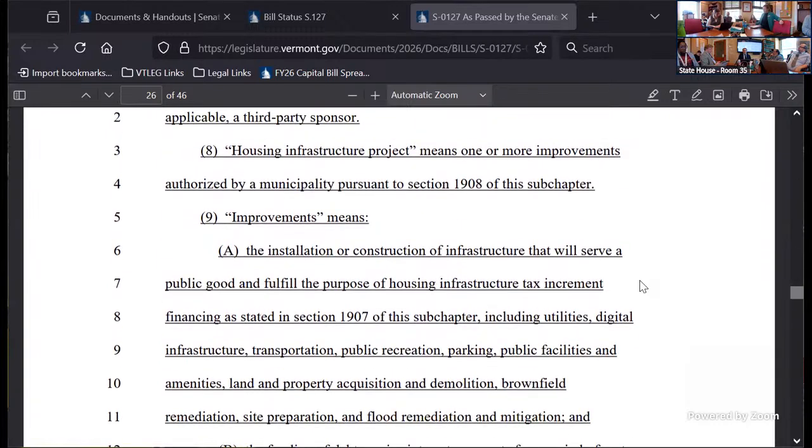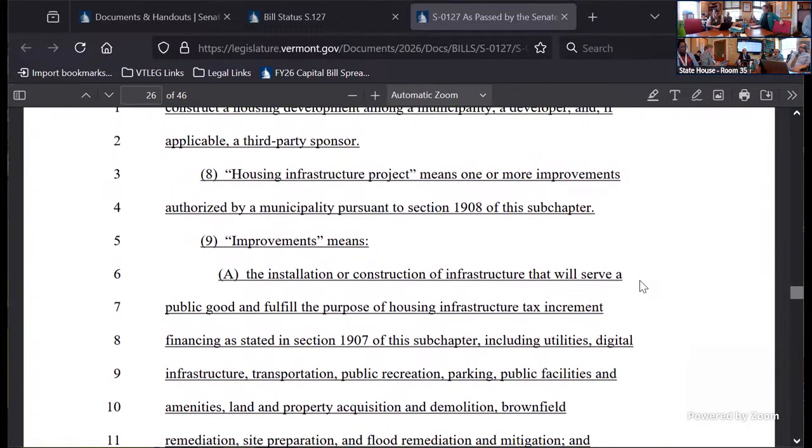Page 26, housing infrastructure project. This is the infrastructure that you're pursuing. When you see the word improvements, that's what we're talking about. So one or more improvements authorized by the municipality. The housing infrastructure project is just the infrastructure piece. And I realize some of the wording feels sort of odd because you have these conceptually distinct things, but hopefully once people have had time to sit with it, it will make more sense. Again, munis are pursuing infrastructure. They're trying to stimulate the development of housing.